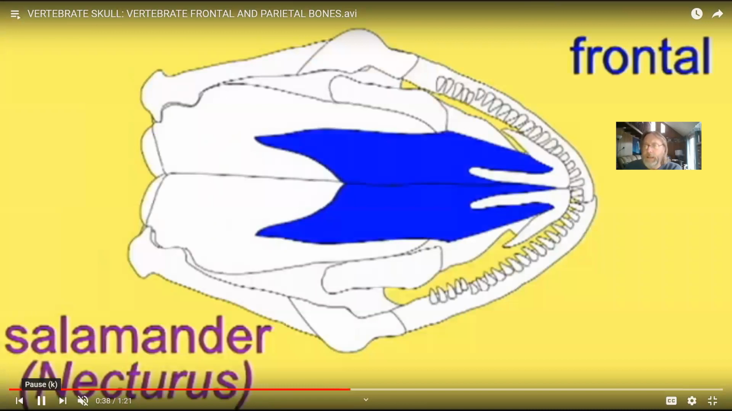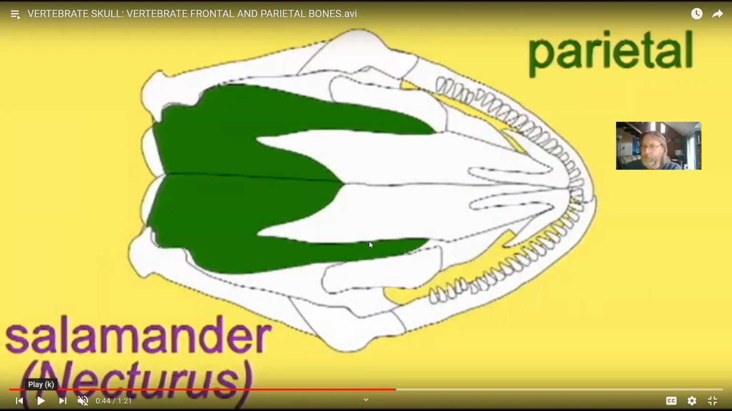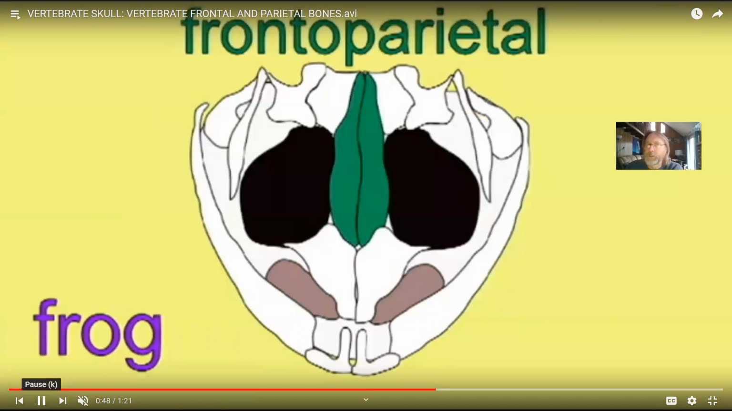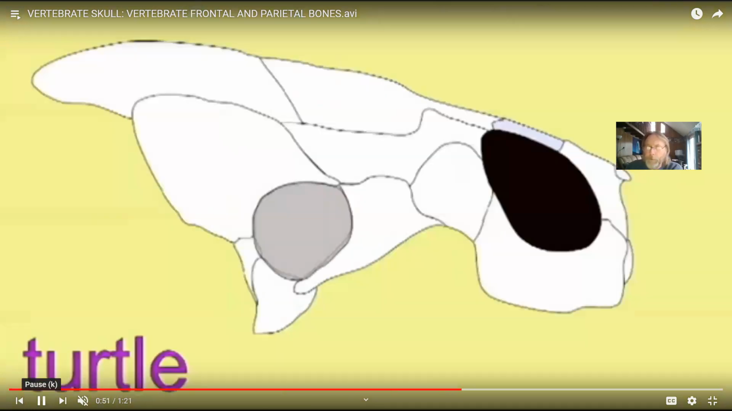If you were to look at a salamander, and there are different kinds of salamander, and their skulls have lost and modified different bones, but you can see both the frontal and the parietal bones. So these bones are not unique to humans. They're found in other animals. Although, given the hundreds of millions of years in the evolution of these bones, they can change. So for example, in frogs, they have actually fused the bones together and have what's known as a frontoparietal bone, where the frontal bones and the parietal bones are fused.